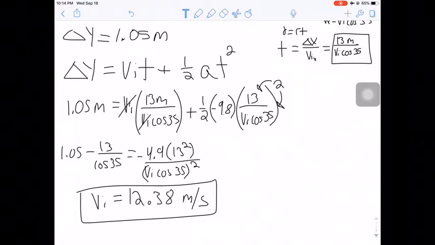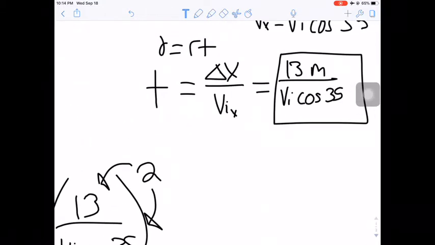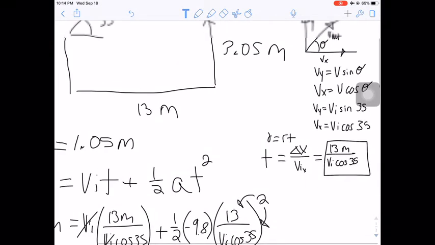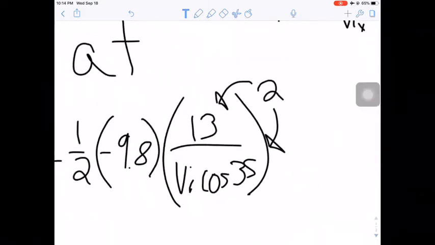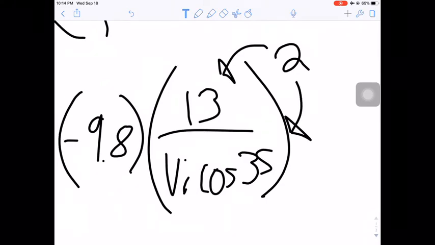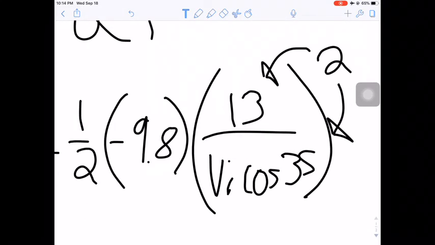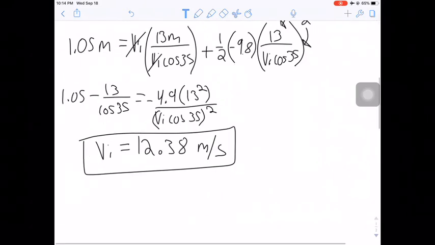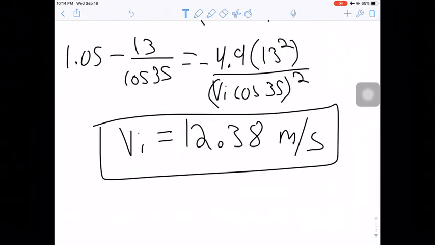So some general problems while solving this would be forgetting to put in the correct initial velocity when you're solving for t, and also forgetting to square the top and the bottom of this. And remember that you're not squaring the 9.8 or the half. You're only squaring the 13 and the Vi cosine 35. So, and that would be your answer.